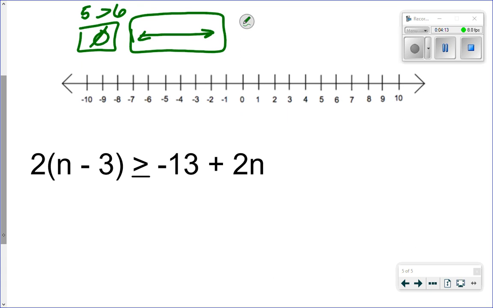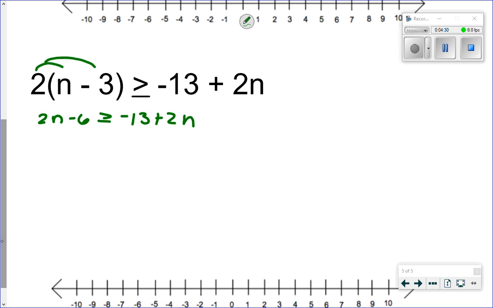Okay, and then the next one, I've got 2 times n minus 3 is greater than or equal to negative 13 plus 2n. So again, I'm going to start by distributing the 2. So 2n minus 6 greater than or equal to negative 13 plus 2n. Okay, then I need to solve and put my n's together. I'm going to subtract 2n from both sides. They happen to both cancel out. I've got negative 6 greater than or equal to negative 13.